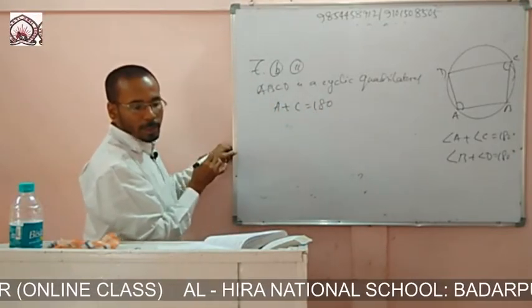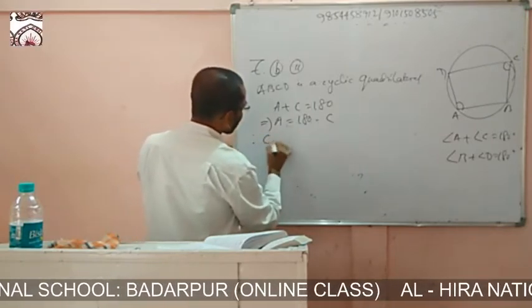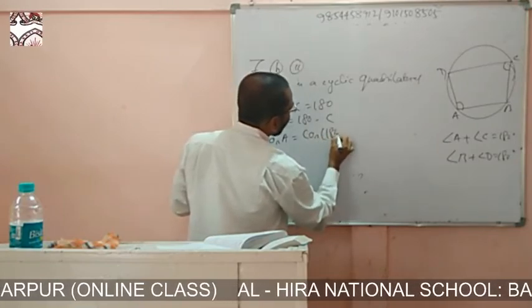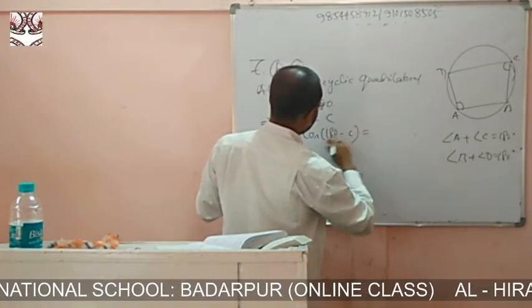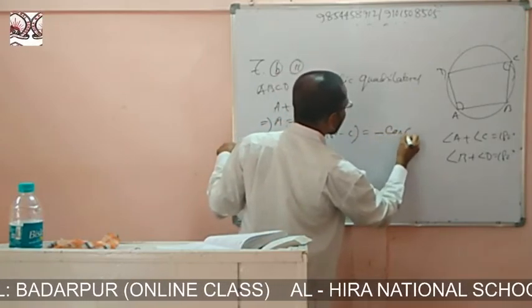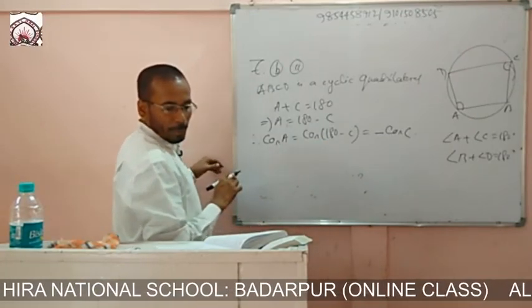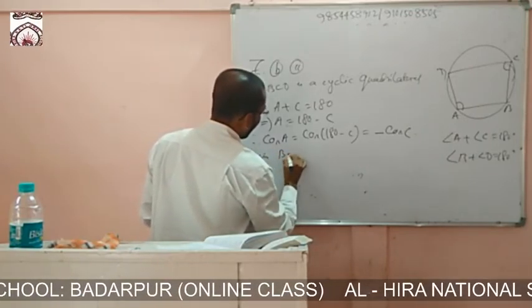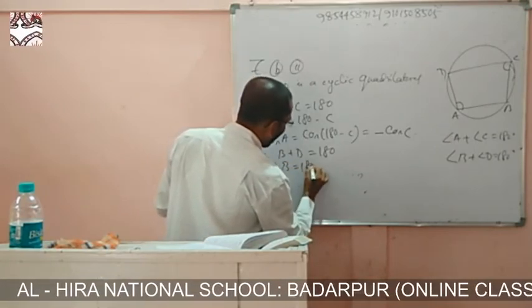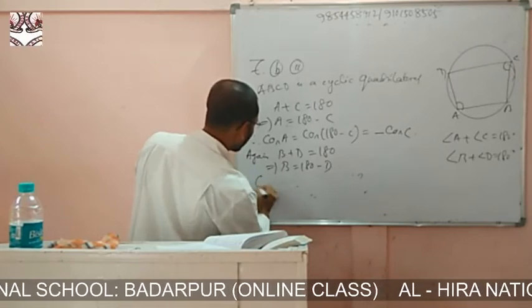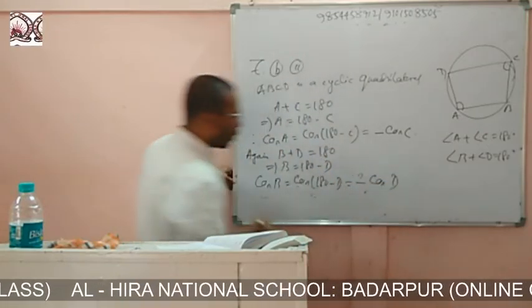So A plus C is 180, then we can write A is equal to 180 minus C. So cos A will be cos(180 minus C). 180 minus C is in the second quadrant, where cos is negative, and this is an even multiple, so no need to change, this is minus cos C. And then again B plus D is equal to 180, so B will be 180 minus D. Cos B will be cos(180 minus D), which is equal to minus cos D.